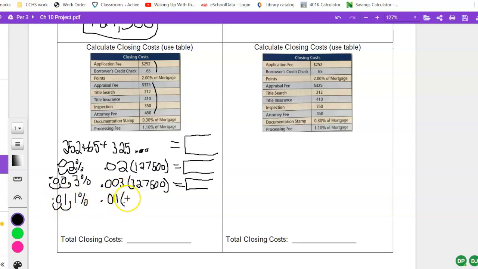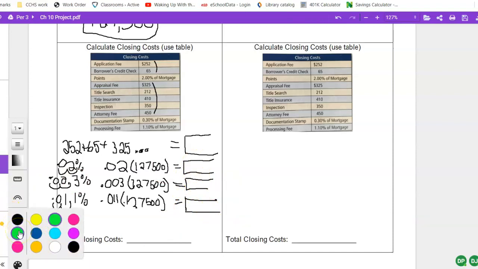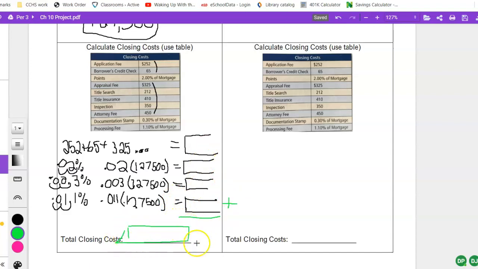0.011 times that, 127,500, to get my final closing cost here. In order to find my final answer, what I have to do with all of these is add them all up. So I would take all 4 of these answers that I just got and add them all up to get my final answer down here for closing costs, and that's going to be my total closing costs. I'm going to have to do that with my house under $200,000 and my house over $200,000, okay?